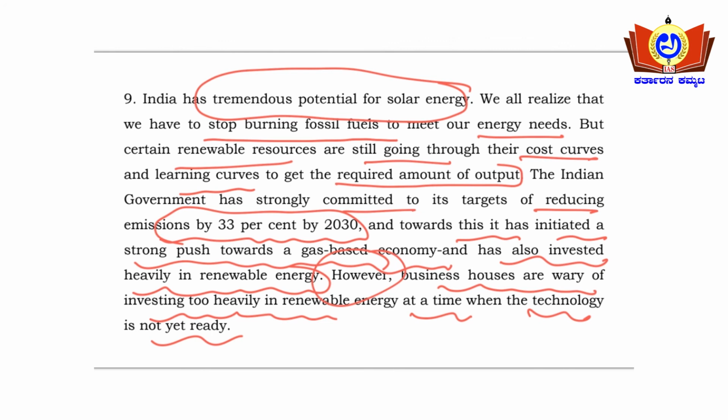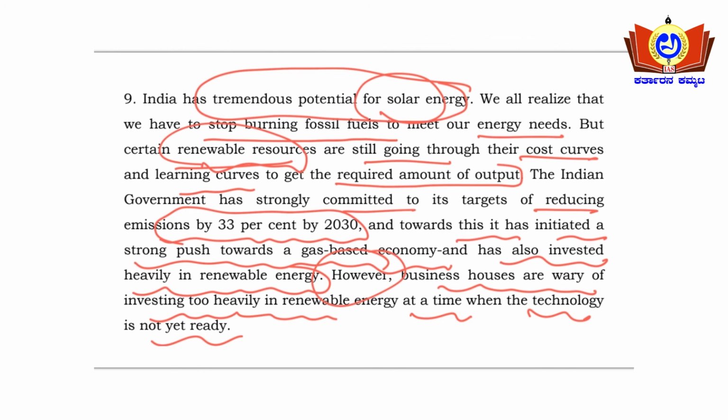But certain renewable sources are still going through their cost curves and learning curves to get the required amount of output. Okay, so we have tremendous potential of solar energy, but certain renewable resources are still going through their cost curves and learning curves. They are still in the initial stage of development to get the required amount of output. This is the inference we can infer through the third statement here.